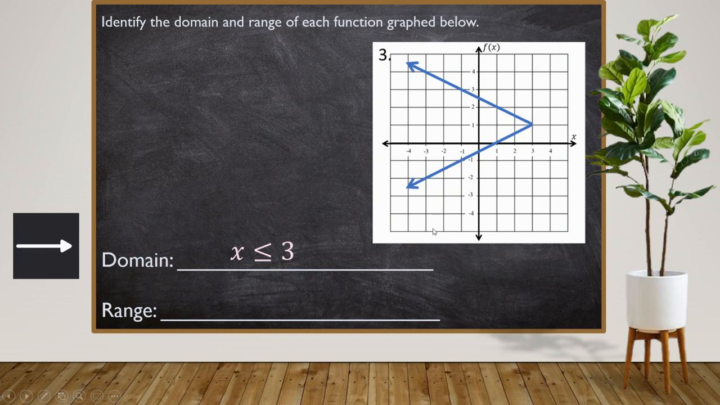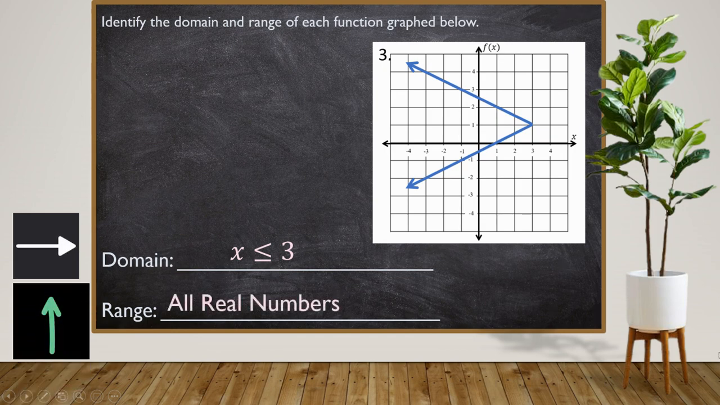Then when we think about it from bottom to top, this arrow is pointing down. This arrow is pointing up. So there's no restrictions on it vertically. We're heading down towards negative infinity here, heading up towards positive infinity there. And so our range is all real numbers.